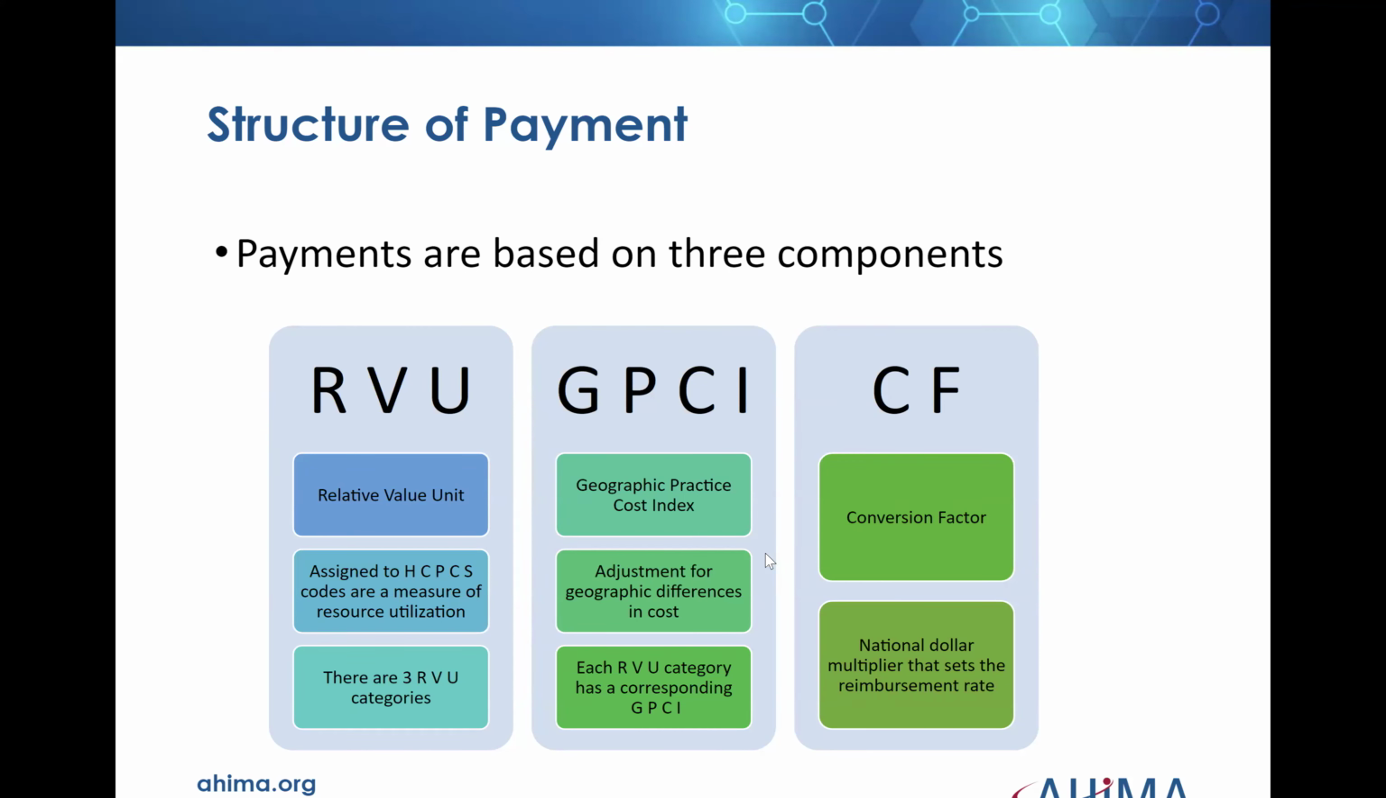Next, we have the geographic practice index, and this is an adjustment for the geographical differences in cost. Things cost more in California, say, than in rural Alabama, so it's a way of adjusting this. And each RVU category has a corresponding geographic practice index. Here in Oregon, there are two of them, one for the greater metropolitan area of Portland and one for the rest of Oregon, right? And then finally, we have the conversion factor, which we already talked about. This is a national dollar multiplier that sets the reimbursement rate.